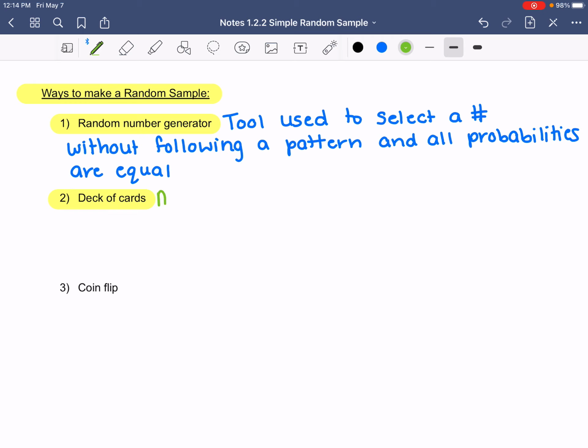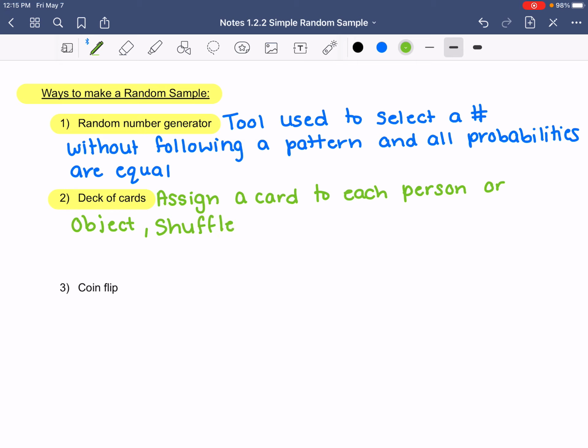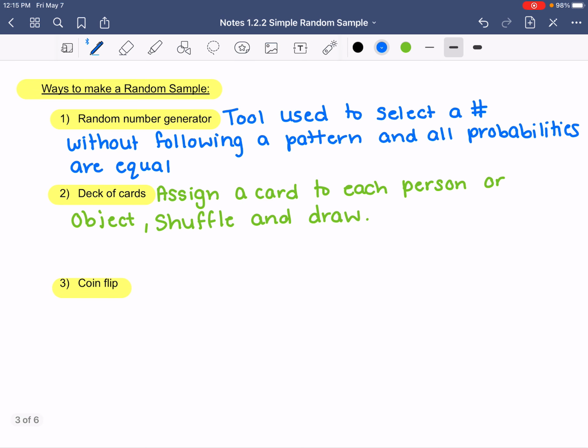You just assign a card to each person or object. Make sure you shuffle them, and then just draw however many you need. The last one is a coin flip. Your coin flip works when your chances of something happening are 50-50. Then you can use heads and tails to represent the two events.